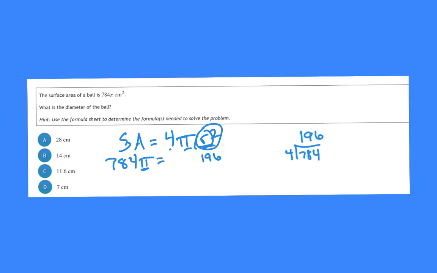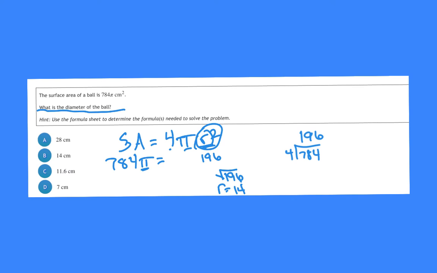Because see, so we have to turn around and take the square root of 196, and we get the number 14. So our radius equals 14, but they're asking you for the diameter.